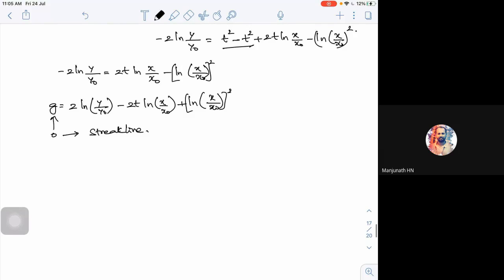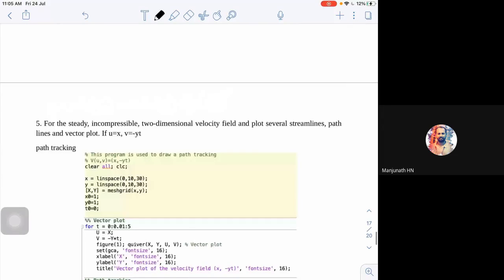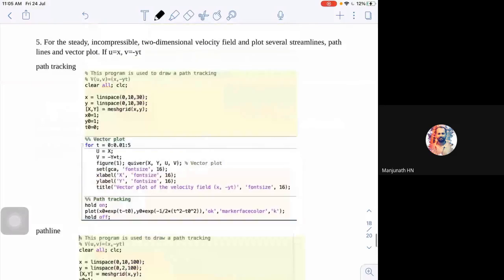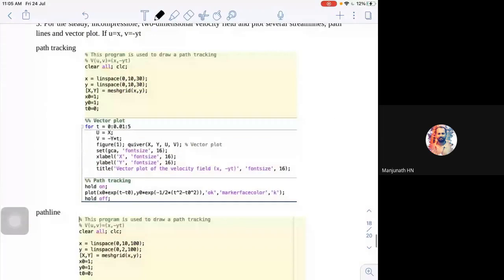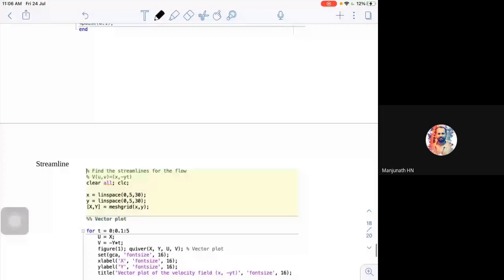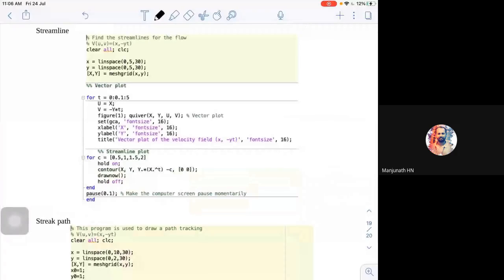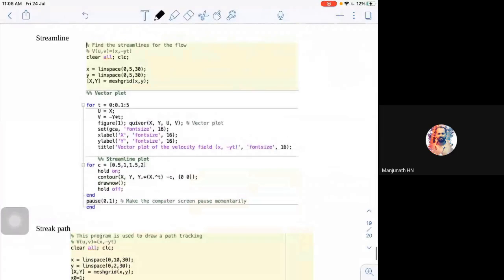Now, let's look into that particular code what we have. So let me first explain for the streamline. Look at this particular code. I am defining the x and y. Why do I have to define this particular thing? This is required to get my grid points, or grid. I need to get the grid size.